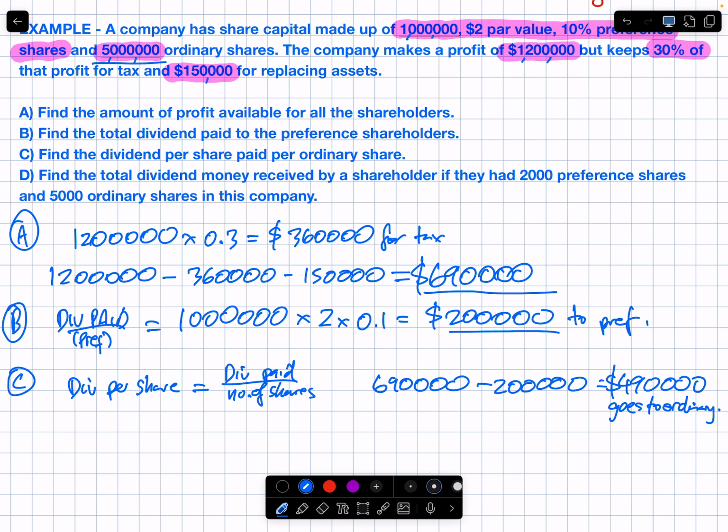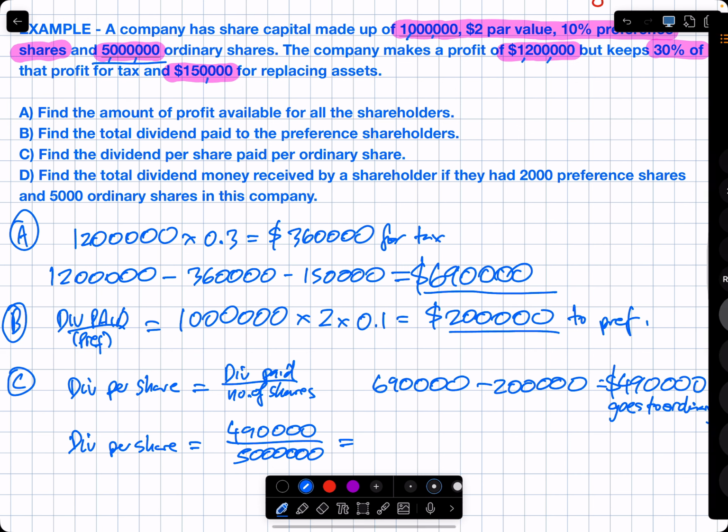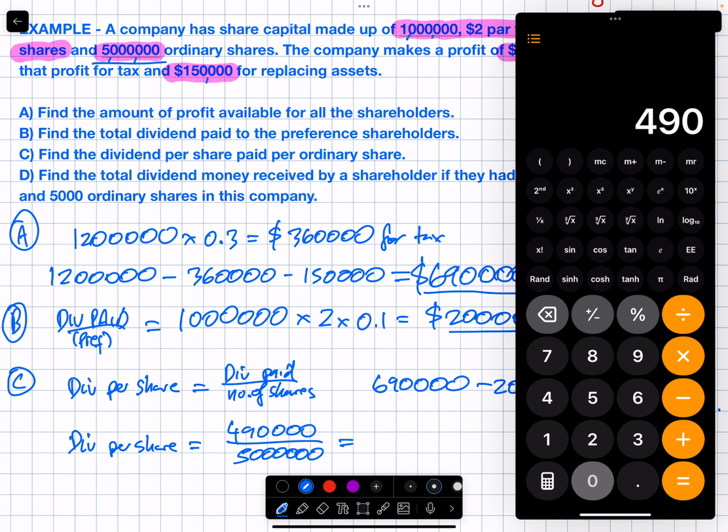That's what's going to all the ordinary people. How do we work out what each little piece is going to be there? We're going to divide the total amount that's going to the ordinary people by the amount of ordinary shares, in this case 5 million. 490 grand over 5 million. So each person is going to get 9.8 cents.